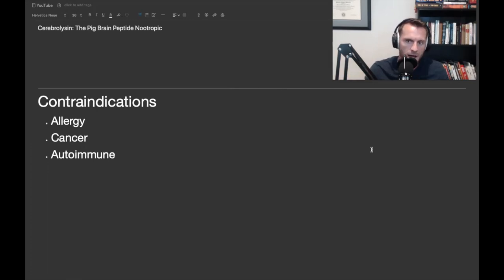Contraindications, obviously you can have an allergy to it. I talked about earlier, probably not a good idea if you have cancer, since this has growth factors that increase the growth of things. We don't want that in cancer. And because it's purified from pig, probably not a good idea if you have some form of autoimmune condition, but it's hard to tell.